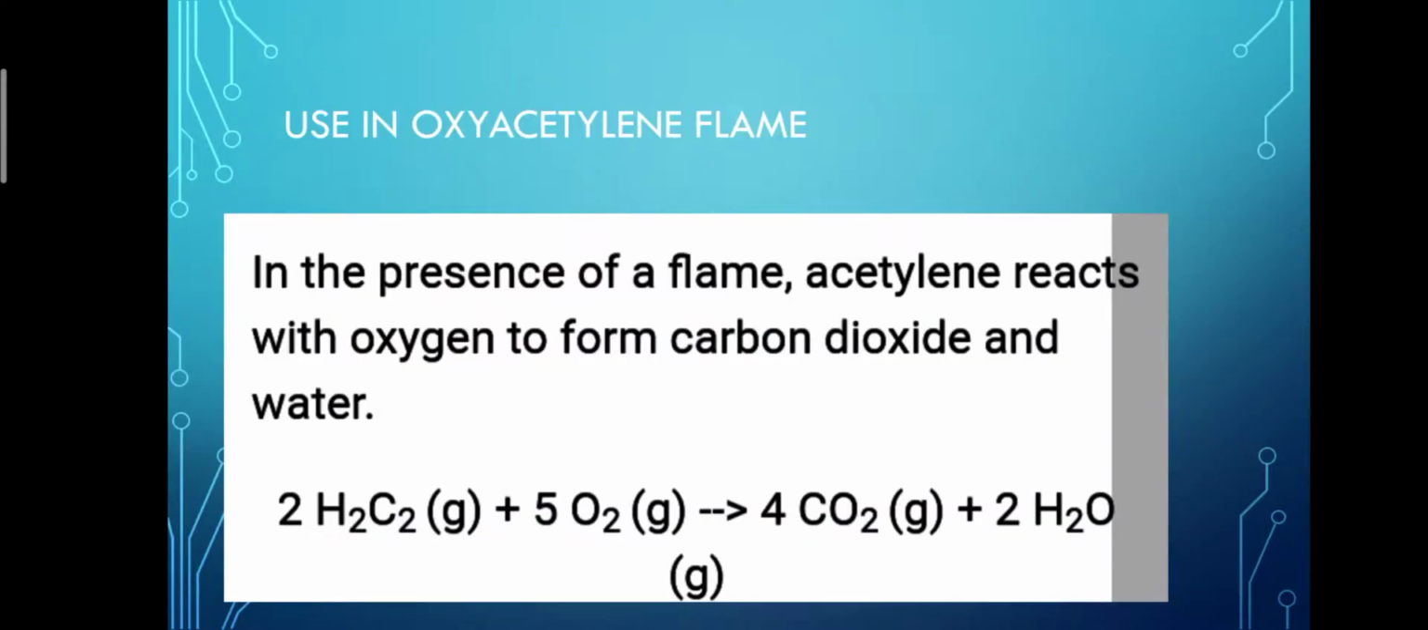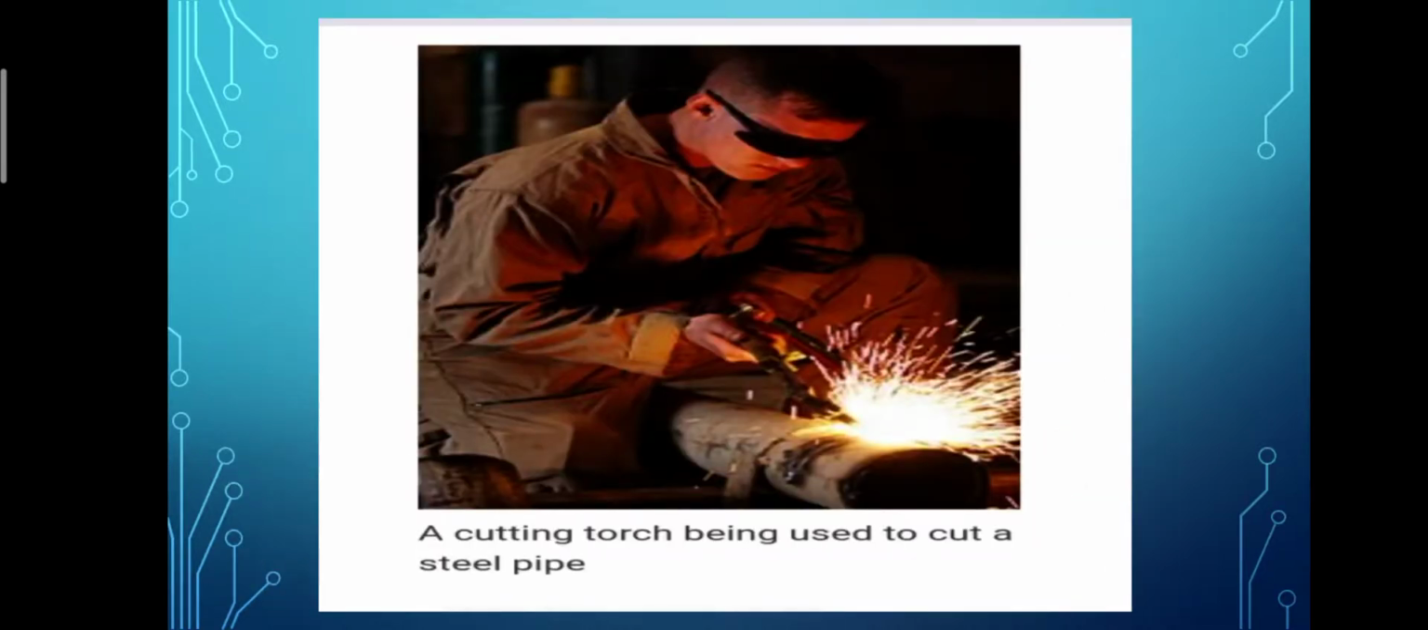It is used in oxyacetylene flame. In the presence of a flame, acetylene reacts with oxygen to form carbon dioxide and water. Acetylene, that is C2H2, reacts with oxygen to produce carbon dioxide and water. This flame is called oxyacetylene flame, a cutting torch being used to cut a steel pipe.